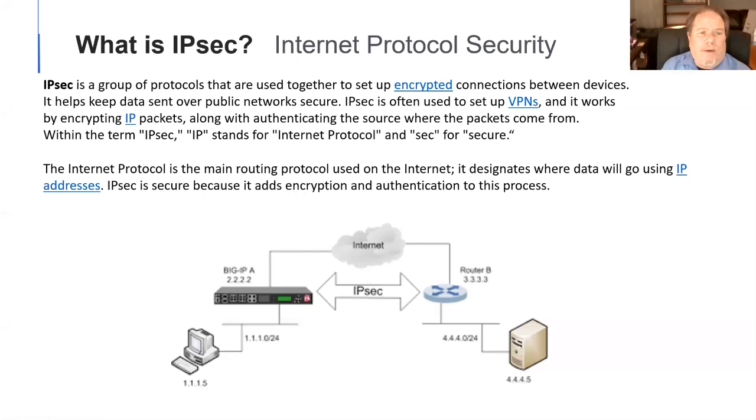The internet protocol is the main routing protocol used on the internet, IPsec. It designates where data will go using IP addresses. IPsec is secure because it adds encryption and authentication to this process.